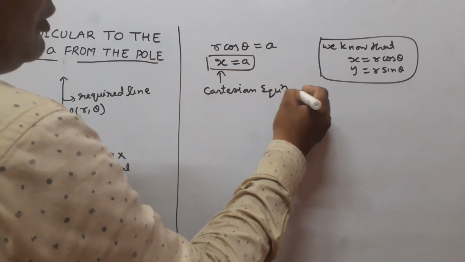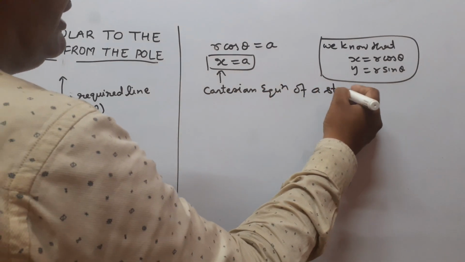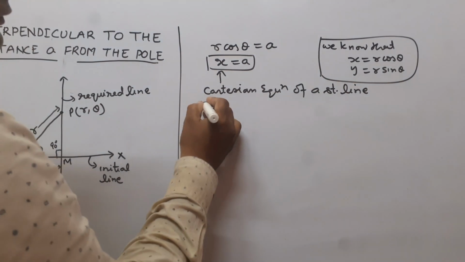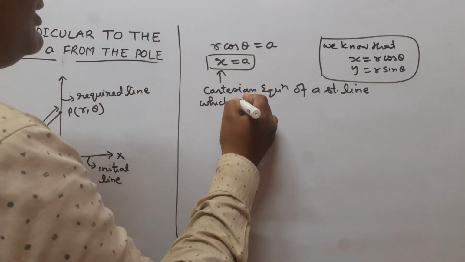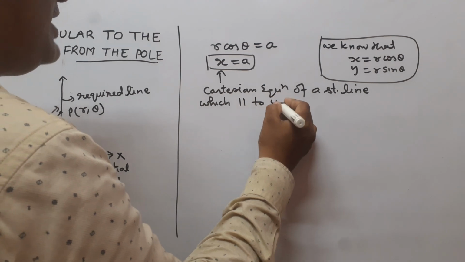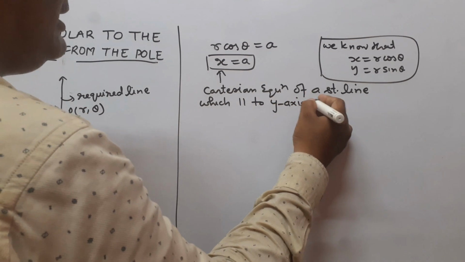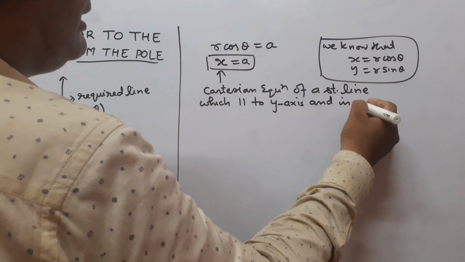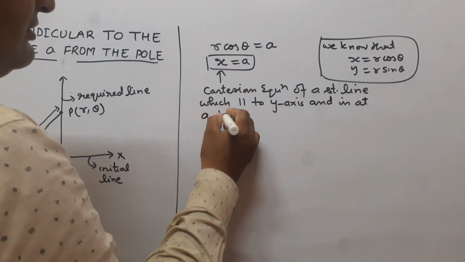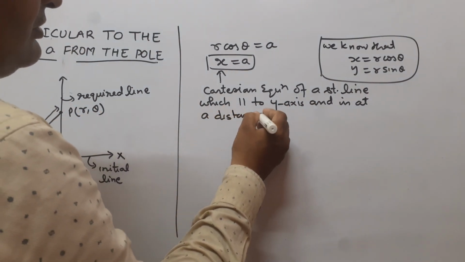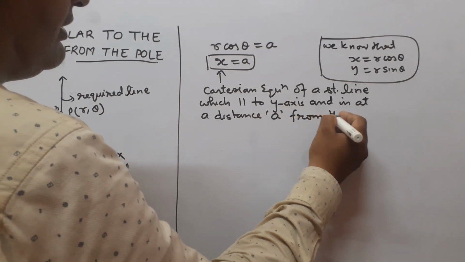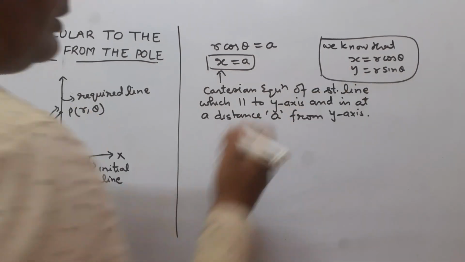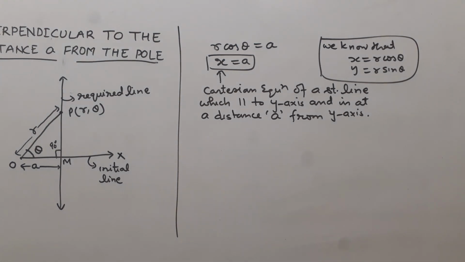So this is the Cartesian equation of a straight line which is parallel to the y-axis and is at a distance small a from the y-axis. So we can convert the polar equation into the Cartesian equation.